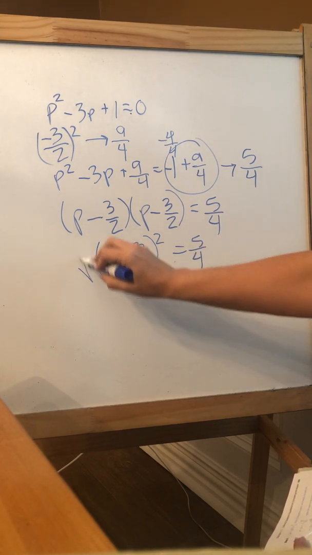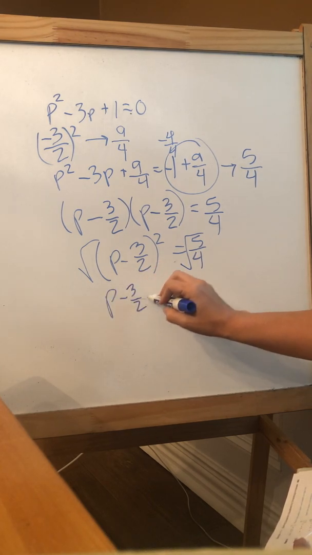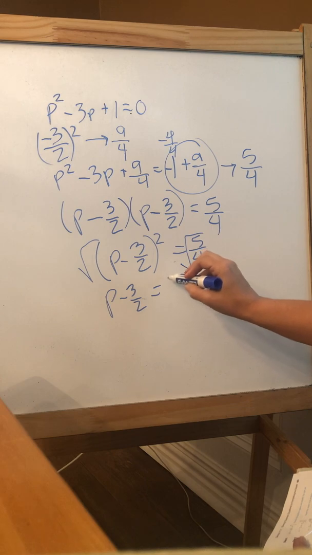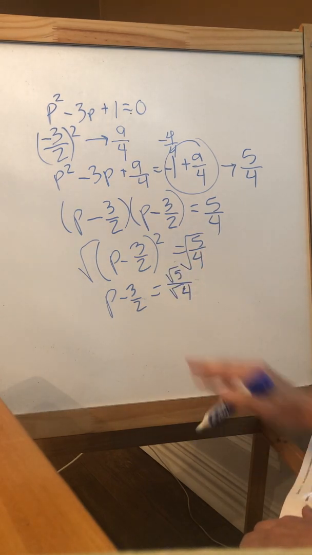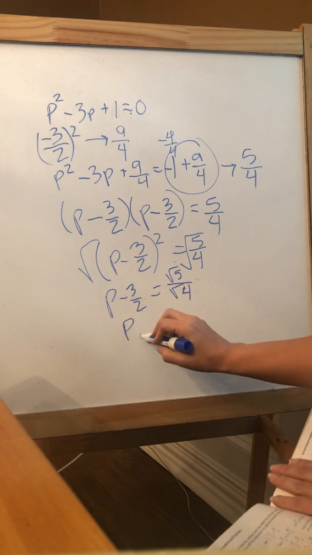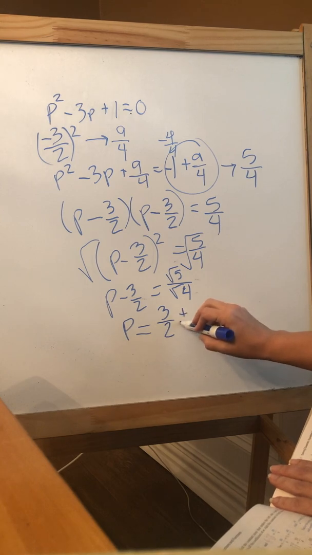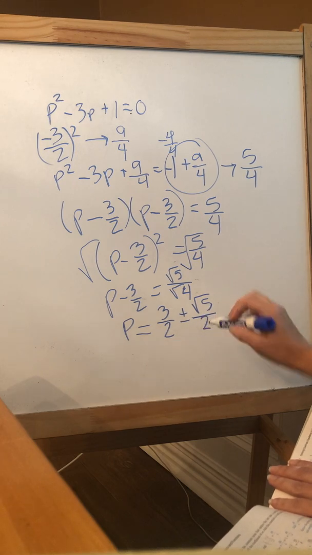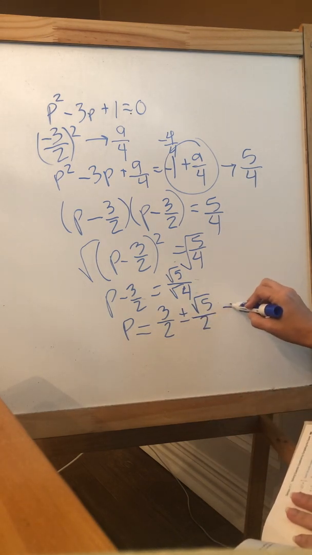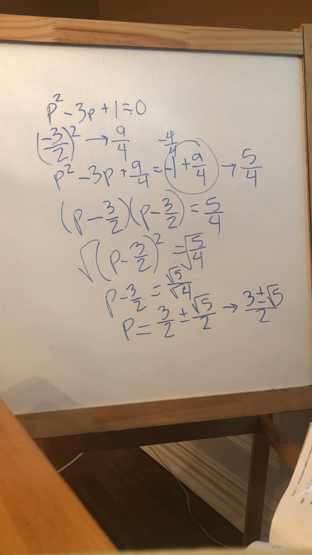Take the square root of each side. p minus 3 over 2 equals the square root of 5 over the square root of 4. All right, add this. So we have p equals 3/2 plus or minus the square root of 5 over, what is the square root of 4? 2. You can simplify it because it's a common denominator. So we have 3 plus or minus the square root of 5 over 2.